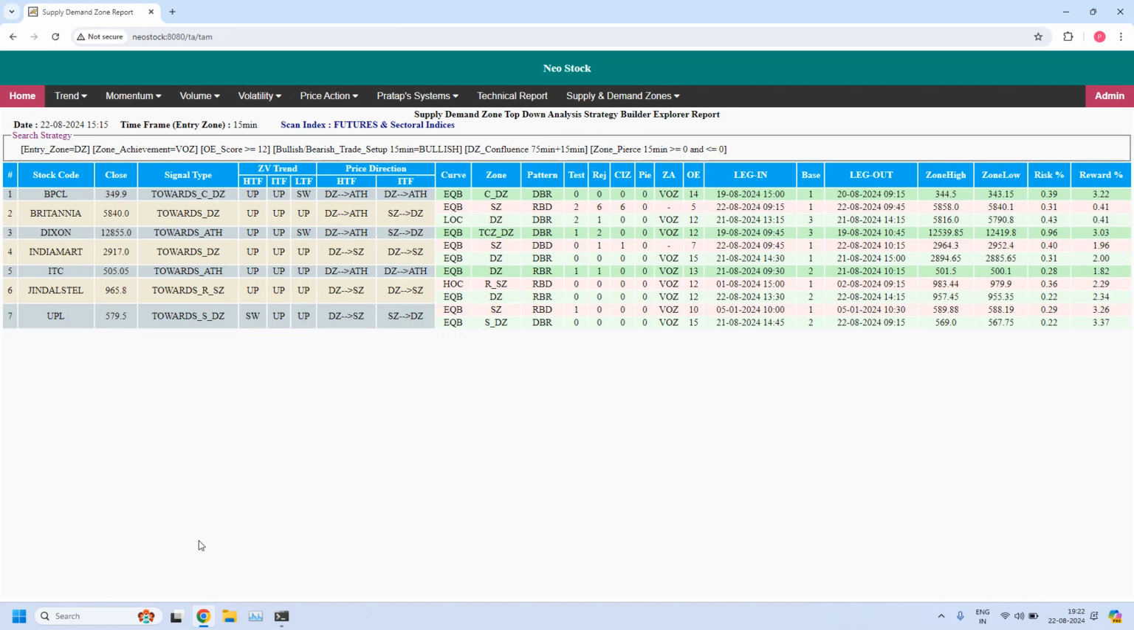So from 14 the list is reduced to 7. So these 7 stocks are having 15 minutes and 75 minutes demand zone confluence. Now out of these 7, how many are having confluence with even HTF time frame? HTF is a daily. I am sorry, earlier I said this is 15 minutes and 75 minutes demand zone. Now we should look for 15 minutes, 75 minutes and daily demand zone confluence.